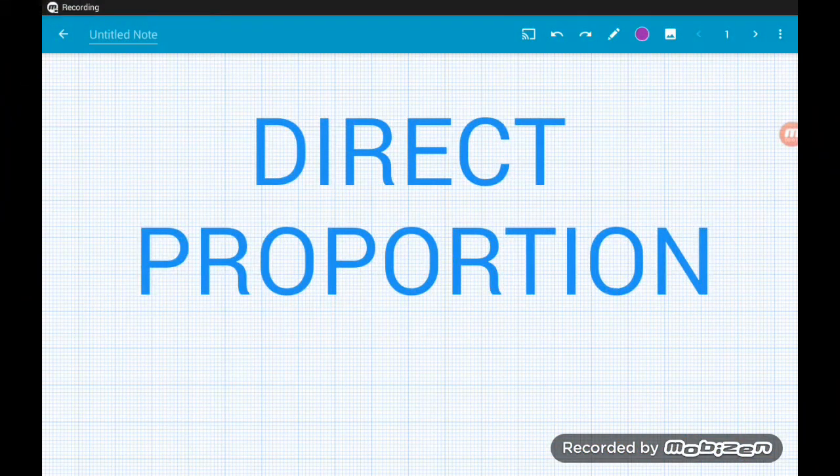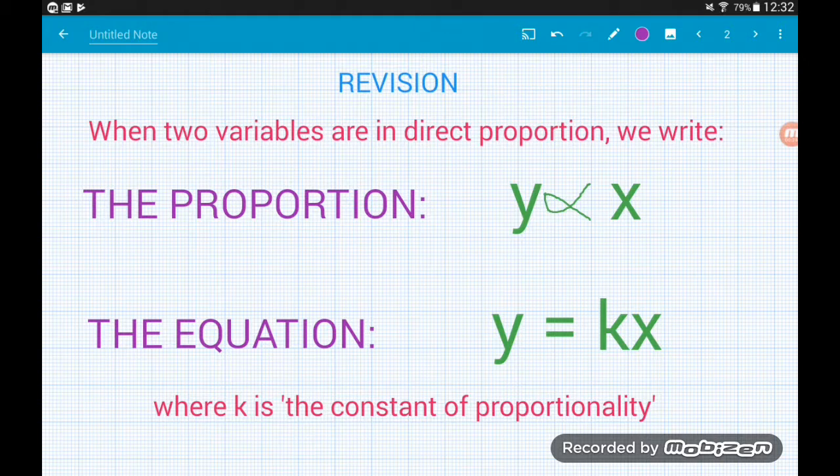Hey guys, in this video we're going to take another look at direct proportion. So we're going to go into more detail, some different types of questions. If you haven't checked out the introduction video on direct and inverse proportion, do go back and check that out, because I do mention some stuff there in more detail than I'm going to here. Okay, let's get cracking. So first of all, a tiny bit of revision.